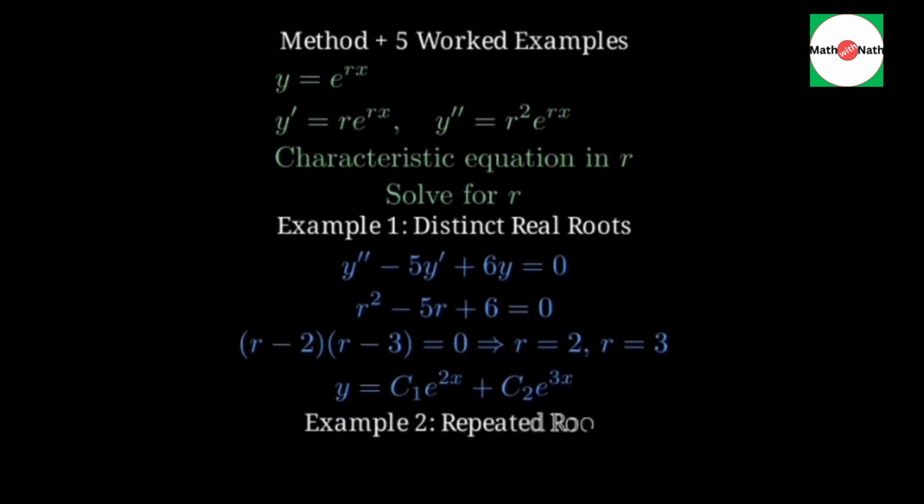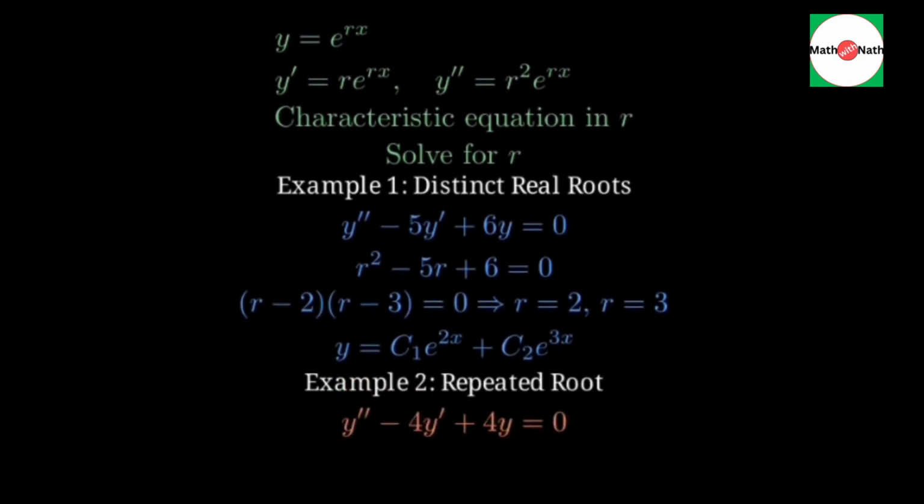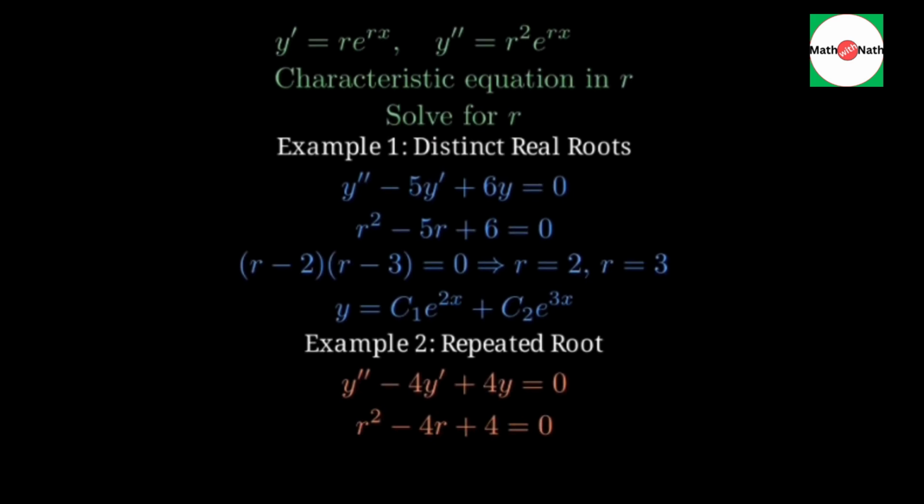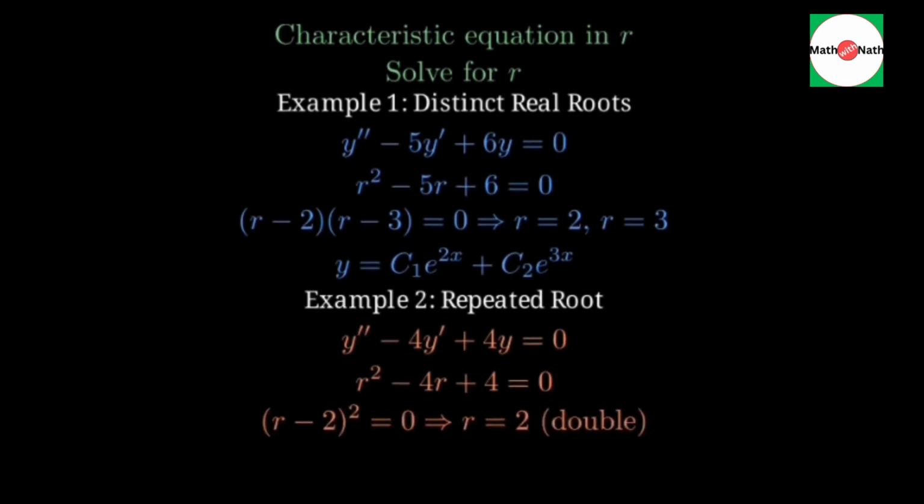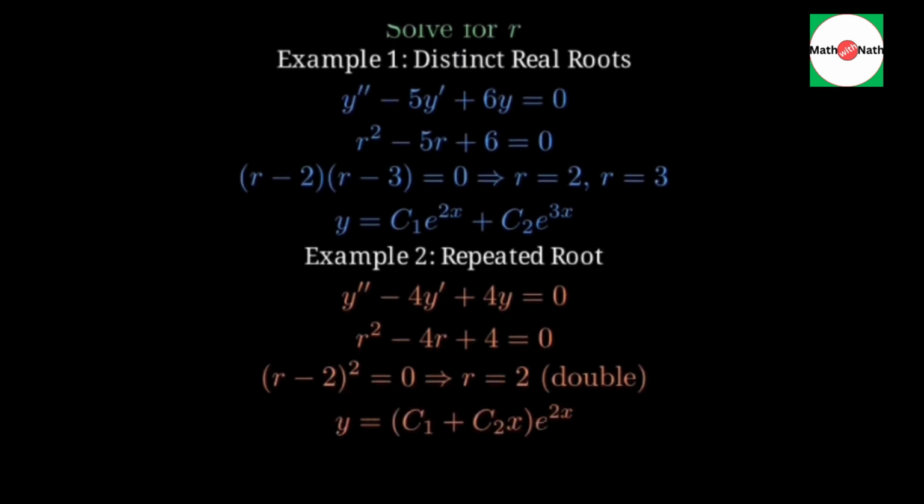Example 2. Repeated root. Solve y double prime minus 4y prime plus 4y equals 0. The characteristic equation is r squared minus 4r plus 4 equals 0. This is a perfect square, so r equals 2 is repeated. With a repeated root, the solution is (c1 plus c2x) times e to the 2x.